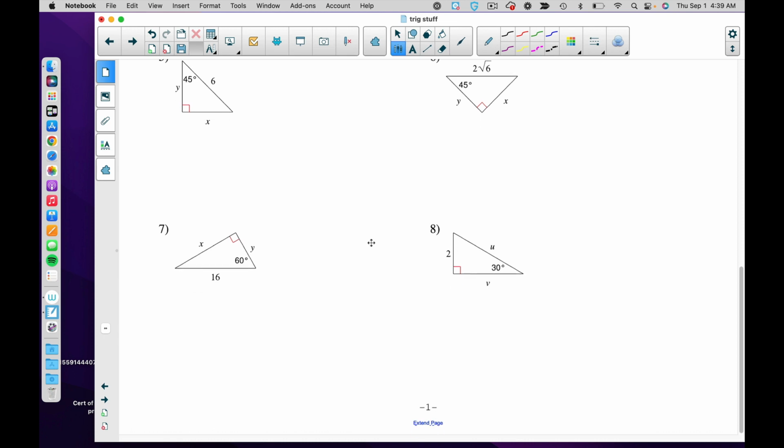Now let me scroll down. Let's say I want to do a 30-60-90. Here's a 60, so I know that this is a 30. Now I know that the 30 side is half of the hypotenuse, or the hypotenuse is double the short side. So if this is a 16, then I know this is an 8. And I know that the long leg, the larger leg, is root 3 times the short leg. So if that's an 8, then I know that that's an 8 root 3.